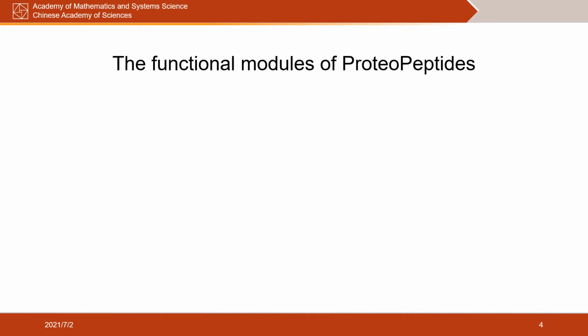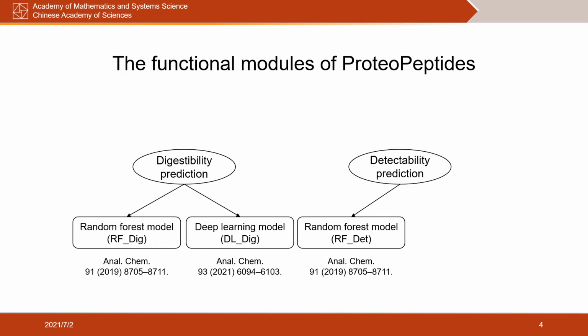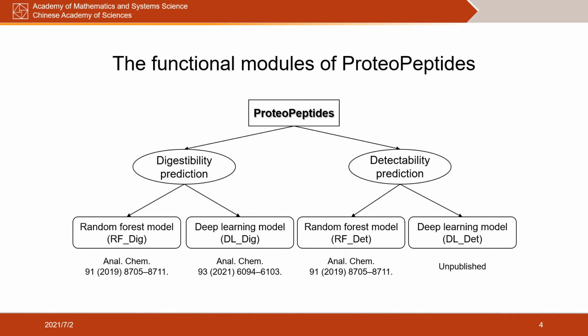Therefore, we have extended algorithms for both digestibility and detectability prediction, and the web-based tool named ProteoPeptides, based on the 4 algorithms for 8 commonly used proteases, is presented to the community. Here, I will give you some details about the algorithms used in ProteoPeptides. The first one is the AP3 algorithm.